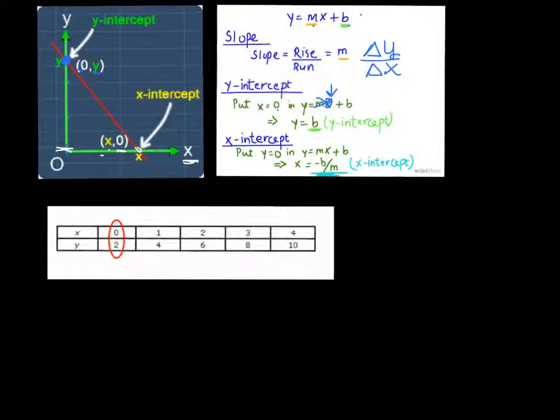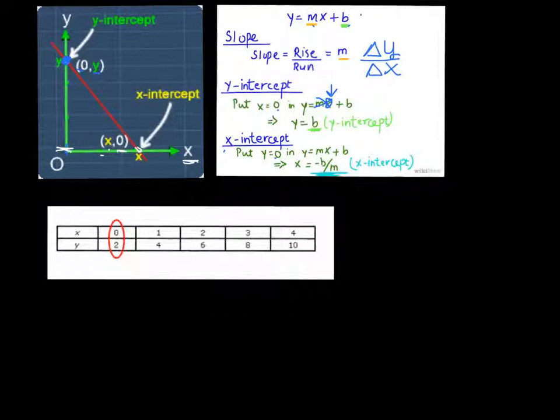If you want to figure out the x-intercept, then you do the opposite. You want x, so put 0 in for y, and that's what we did in class today. When you solve it, you'll end up with that little equation, x equals negative b divided by m. So if using that little equation helps you, then that is great.